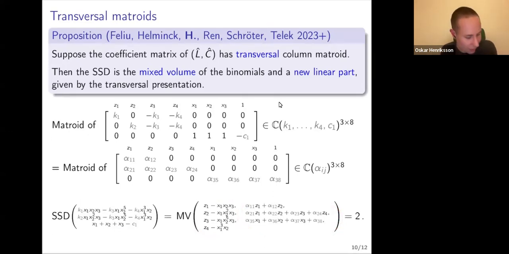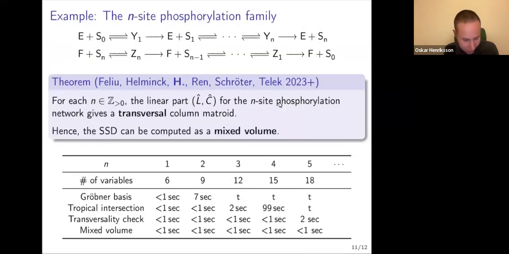Okay, this is somewhat of a technical construction, and you don't need to understand the details, but the point is that sometimes the steady state degree comes out to be a mixed volume, and in that case, it's much faster to compute. Okay, just to give you an example, if we do this for the n-site phosphorylation family that we heard about before, it turns out that we always have a transversal matroid, and we have an explicit construction that gives us the transversal presentation.